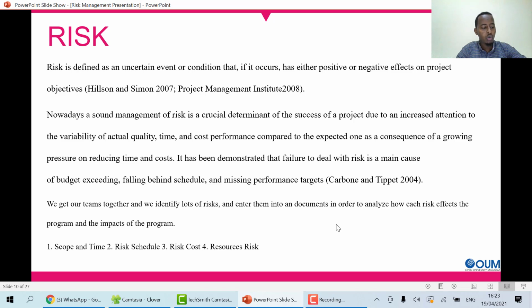A risk is anything that could potentially impact your project timeline, performance, and budget. We get our teams together and we identify a lot of risks and enter them in a document in order to analyze each risk and its effect and the impacts on the program. Here are the most common risks that could threaten your project timeline: scope and time risk, schedule risk, cost risk, and resource risk.